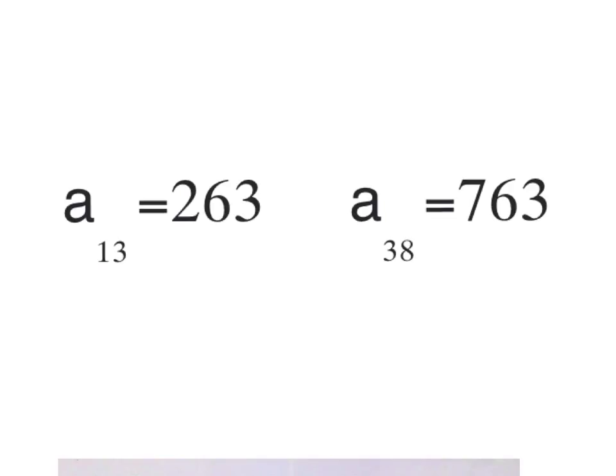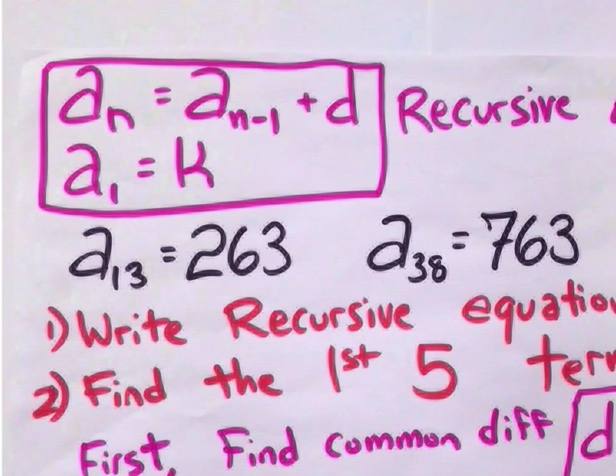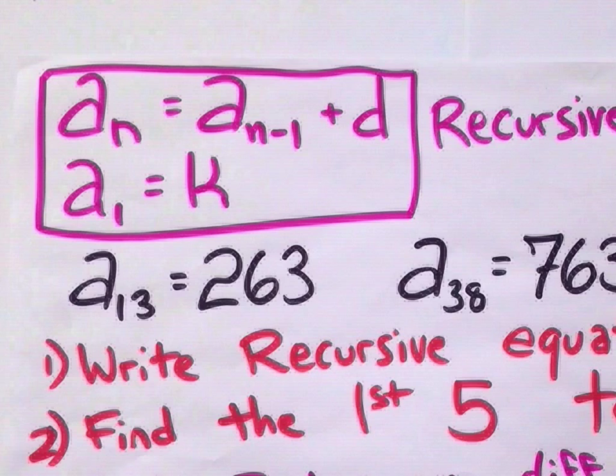But what if we're not given the first term or the common difference, and instead just given two random values in a sequence? For example, a sub 13 being equal to 263, and the 38th term, a sub 38, equaling 763. How do we approach this? Well, we know that we've got our recursive equation formula, and that we're going to need to plug in some values, right? We're going to need to figure out what the first term value is and what the difference is.